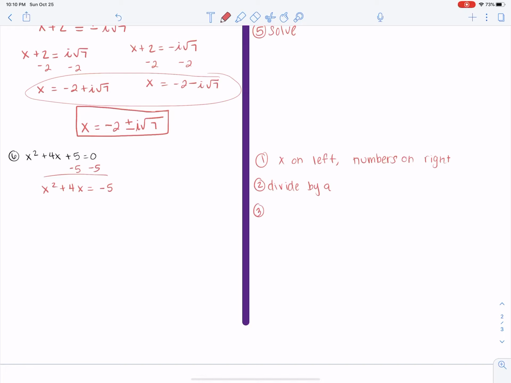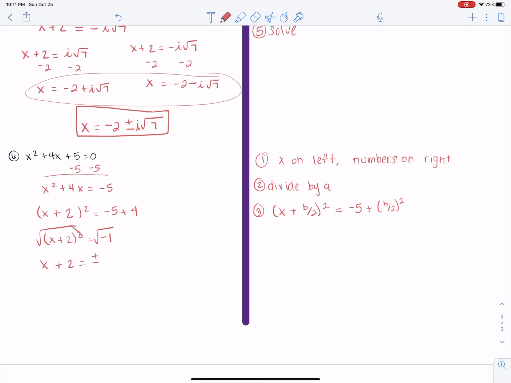Step 3, we're going to build x plus whatever b divided by 2 gives us, squared, equals the number we had plus whatever this b divided by 2 value is, squared. Okay, so x plus b divided by 2, 4 divided by 2 is 2. 2 squared is 4. So x plus 2 squared equals -1. Square root both sides. x plus 2 equals positive, negative.